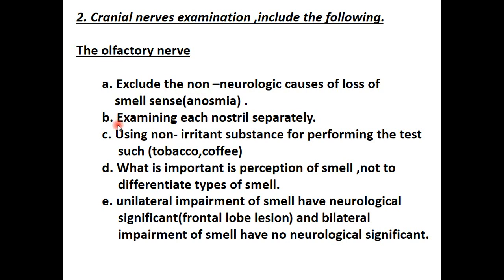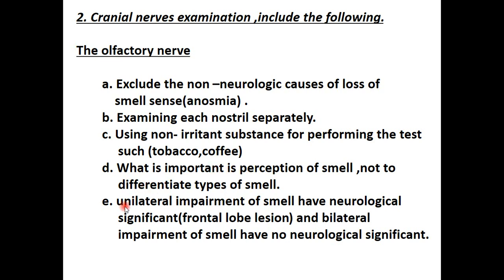Number two, you have to examine each nostril separately, meaning we block one nostril and the patient smells through the other nostril. You have to examine each nostril separately, as we will see in the picture, using non-irritant substances, for example tobacco or coffee. So we have to use non-irritant substances for performing the test. What is important is perception of smell, not differentiating the type of smell. The most important thing is that he has perception of smell.